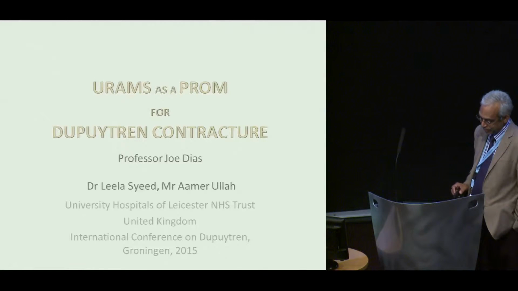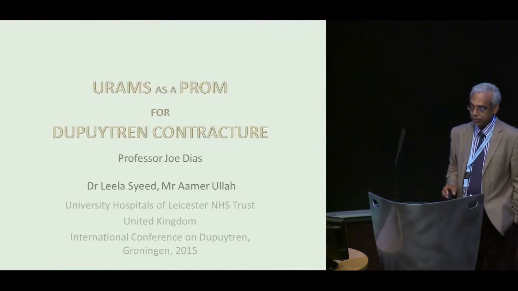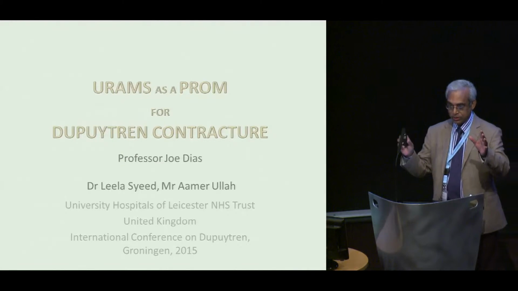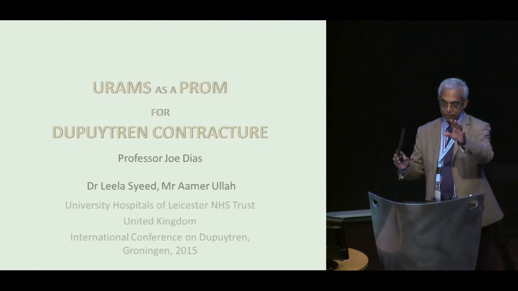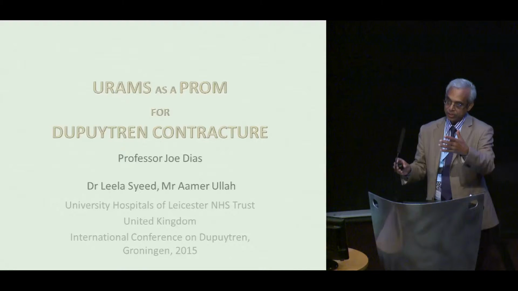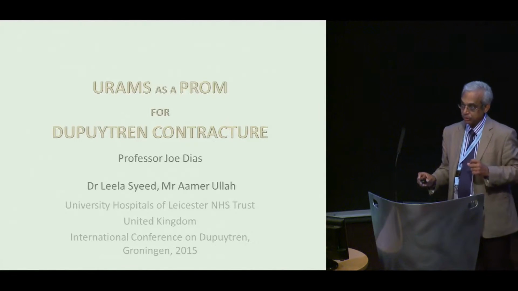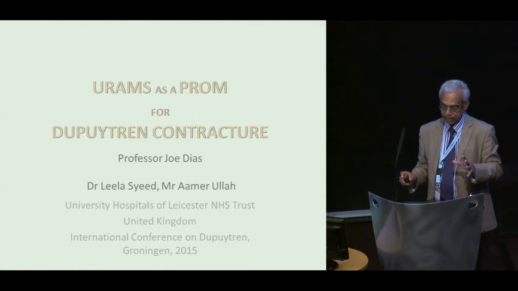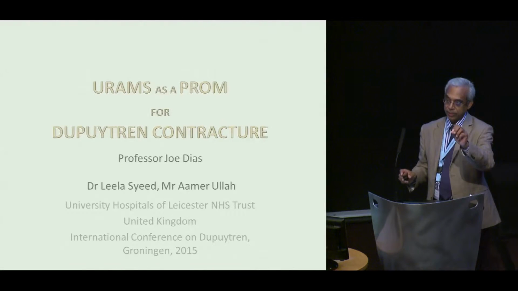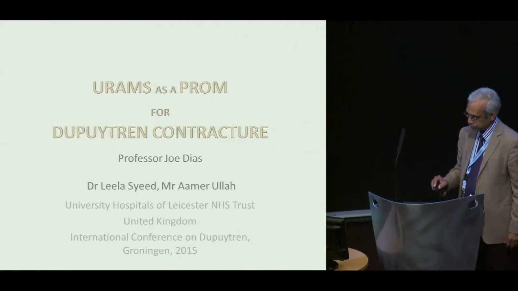Thank you. This talk is about URAM, and we're going to look at this outcome measure. Outcome measures can be generic, or area-specific, like the DASH for the upper limb, the PEM for the hand, or the Michigan Hand Questionnaire that Zav just spoke about, which is also for the hand. Or you can have a disease-specific outcome measure, and the URAM is a disease-specific outcome measure.